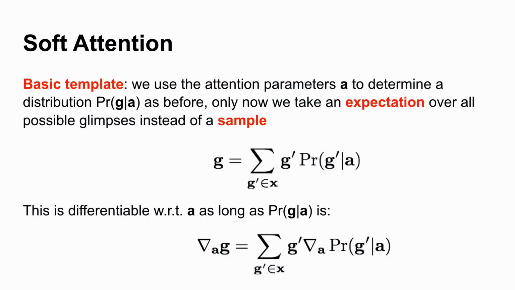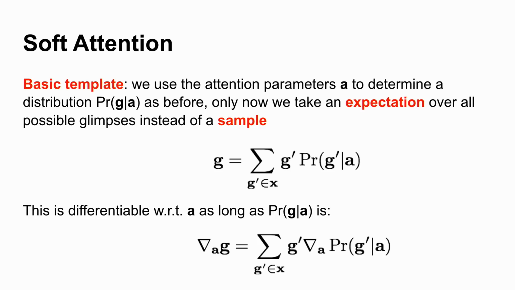You still have to process all of the data at once in order to calculate this attention model. And just to give a little bit more detail about what the template of this is. So once again, think about it as a probability distribution over glimpses. So we've got a set of parameters A and a distribution over the possible glimpses G. But what we do now, in order to make it soft, is we take an expectation instead of a sample. That's really the only difference, right?